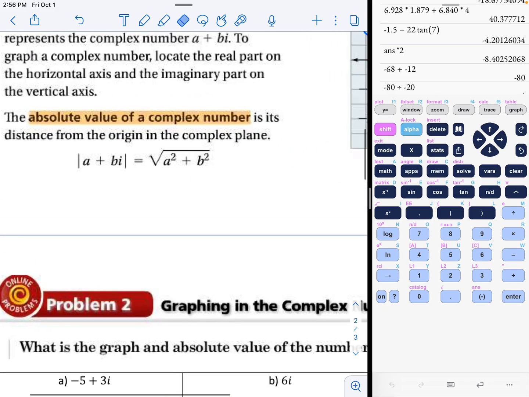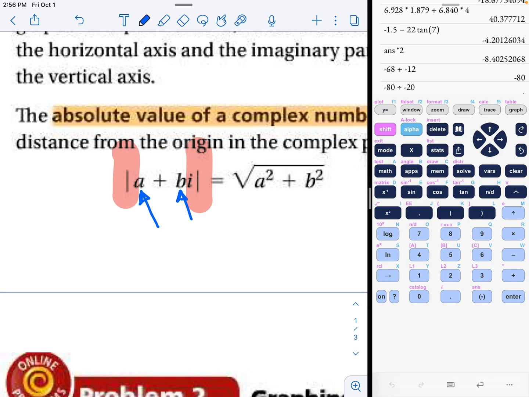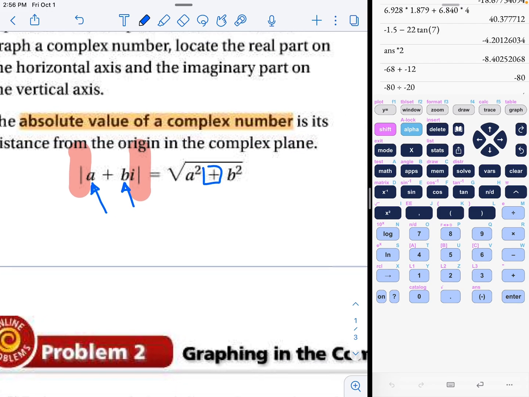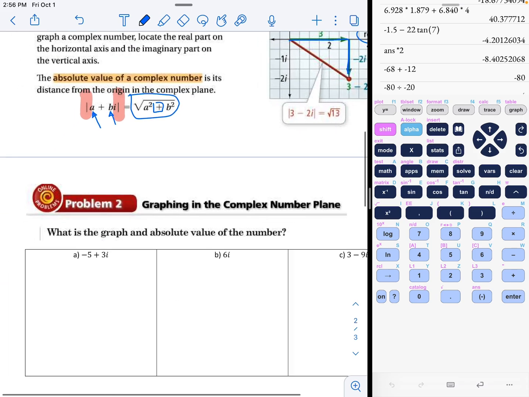Now, as we move along, if I ever ask for the absolute value of an imaginary number, you take the a term, whatever the coefficient is, and you square it. You take the b value, whatever the coefficient is, and you square it. You add them together, you square root them, and that will give you the length of the diagonal that is created by that complex number. Let's go ahead and take a look.